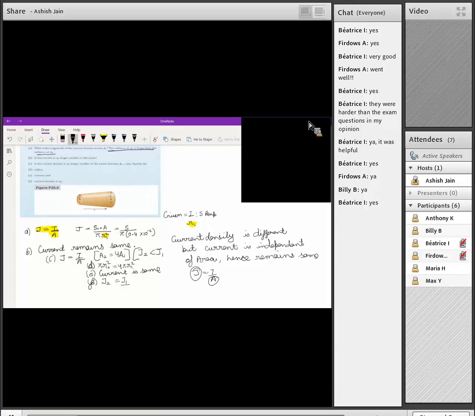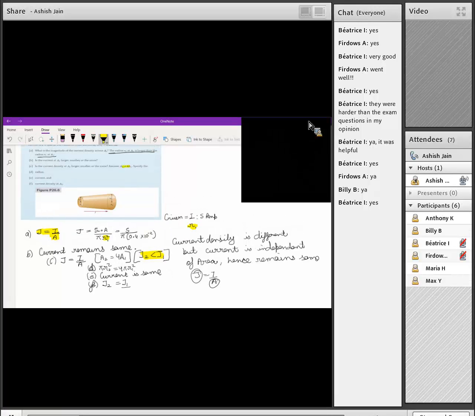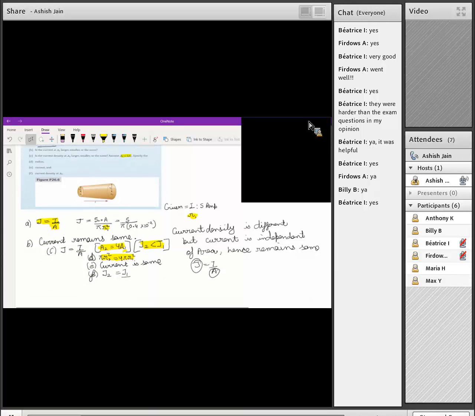Is the current density at A2 larger, smaller, or the same? So you know current density is I by A. If area is larger, J is smaller. That means J2 is less than J1, as you see here. Let's move on to the D part. The D part says to specify the radius. You use the equation. It's given that A2 is 4 times A1. That's what you use. Oh, I wrote this here as well. So I just equate that to find the radius.